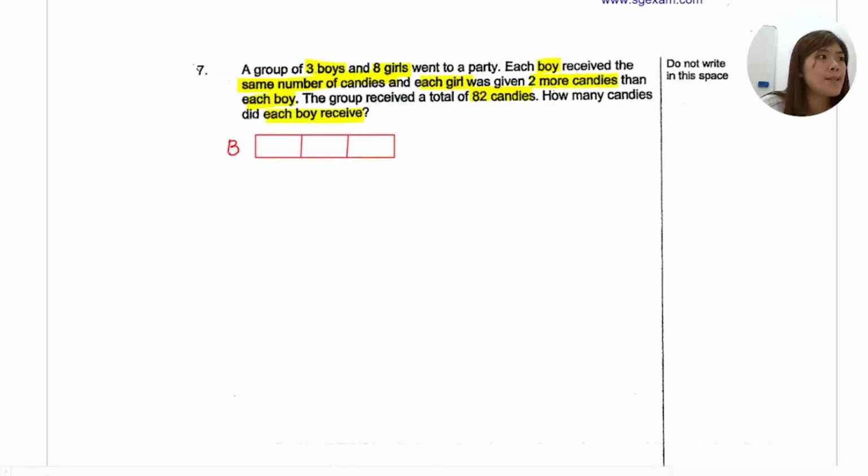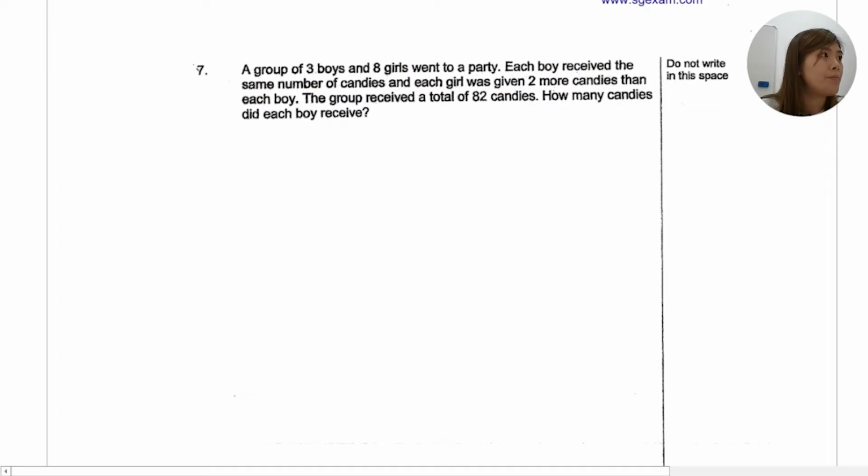Okay, so the next part says that each girl was given 2 more candies than each boy. So for question 7, a group of 3 boys and 8 girls went to a party. Each boy received the same number of candies and each girl was given 2 more candies than each boy. The group received a total of 82 candies. How many candies did each boy receive?